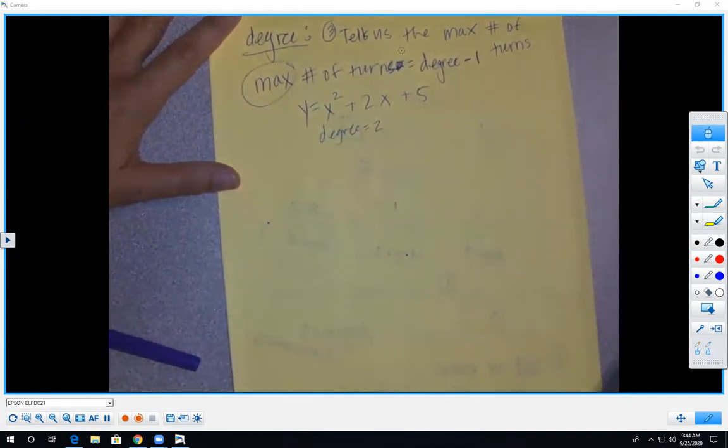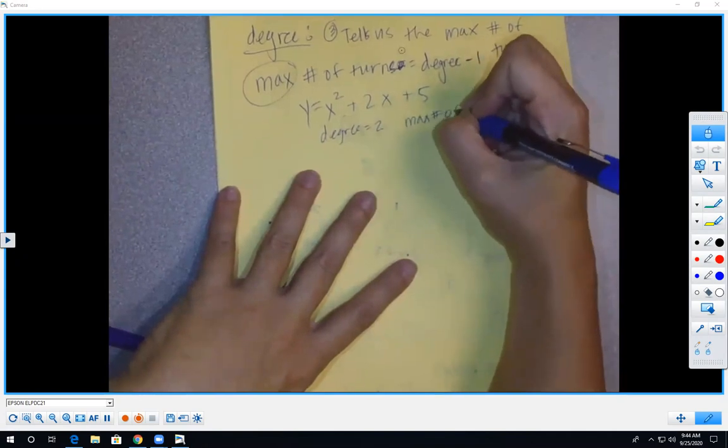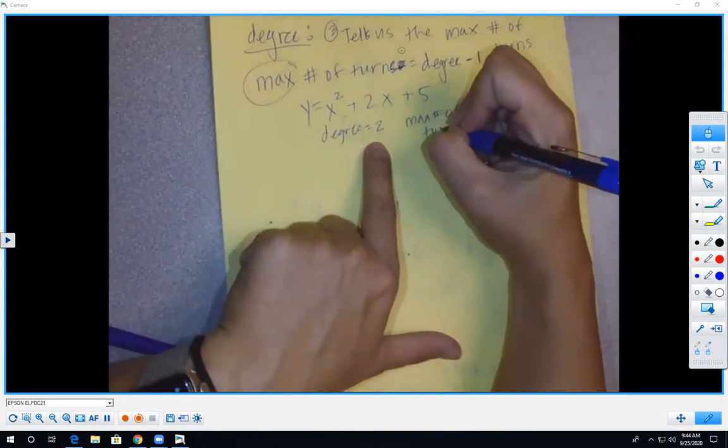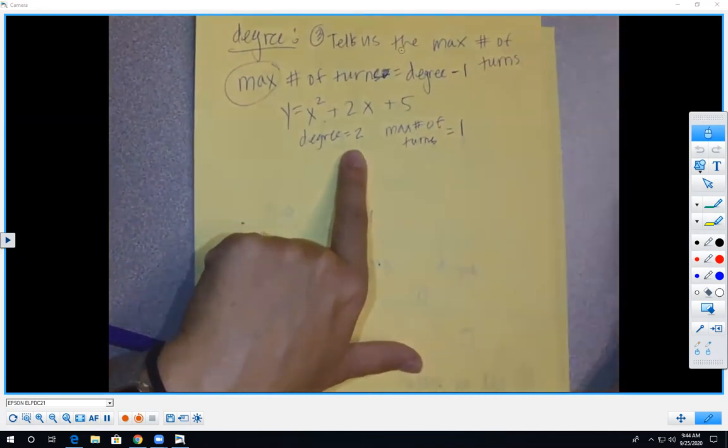Is that an even function or an odd function? Even function. And how many turns does it have? The maximum number of turns is degree minus 1. So 2 minus 1 is 1. That should kind of make sense.